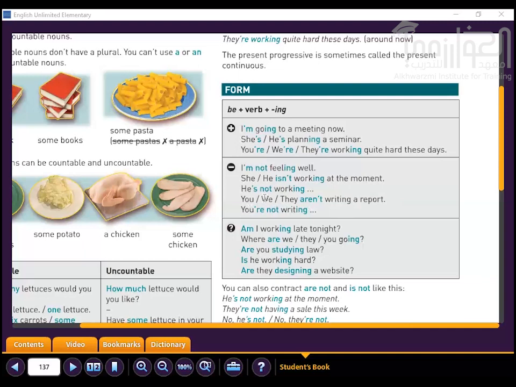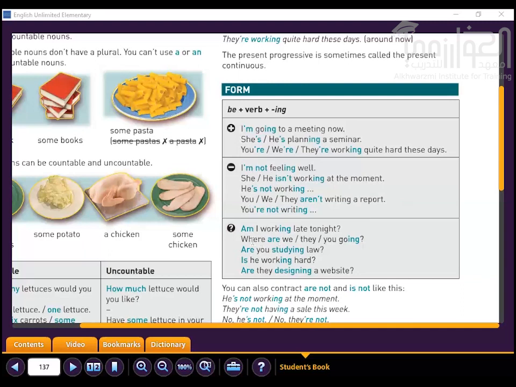And then you are not writing. So this is nafi, negative. Nafi, idafa, not. Bad, be. Bad, am. Bad is, or bad are. Idafa, not. Okay. And then with the question, we have, am I working late tonight? We put the be first. Yes, no questions. The be comes first. Am I working late tonight?